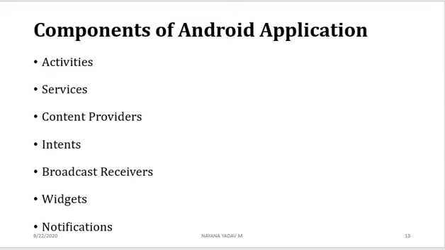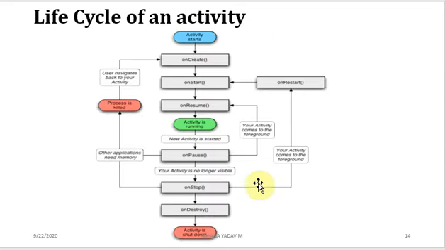And the next thing you have is the life cycle of an activity. In the previous slide we already mentioned activity. So what is an activity? An activity is a window that contains the user interface of your application. Your application can have zero or more activities, but the main activity will be only one. Here we are seeing the life cycle; the diagram shows the life cycle of an activity.